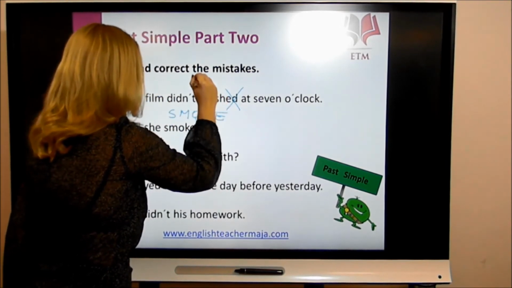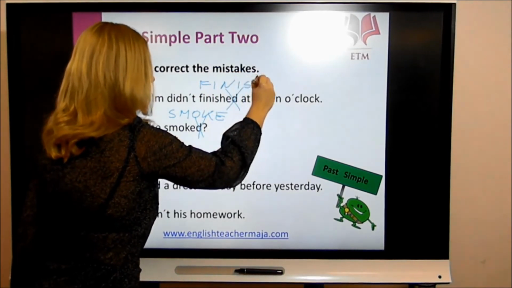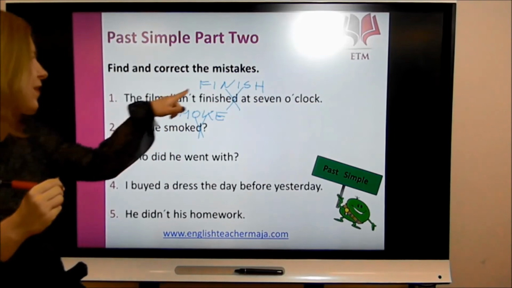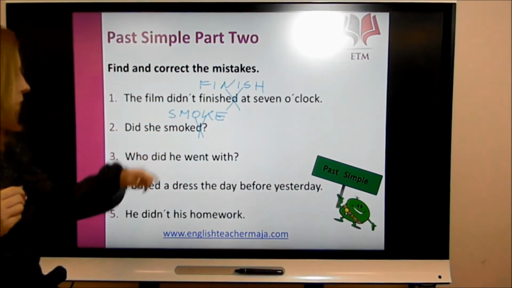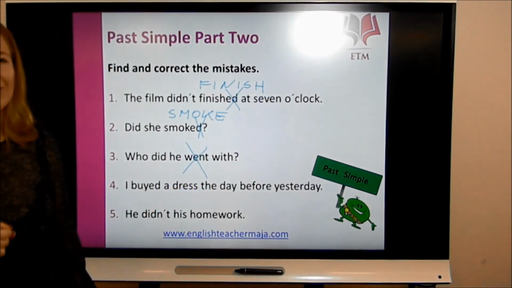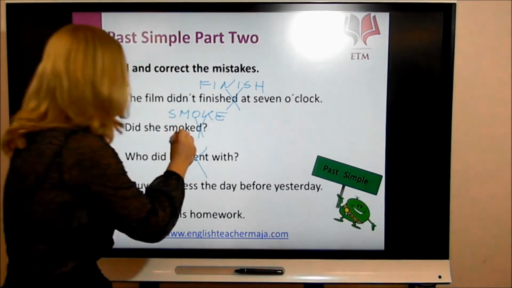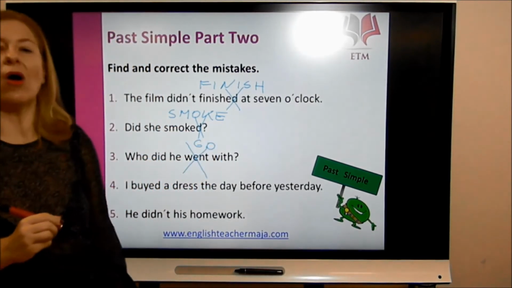Okay, here finish. Okay, the film didn't finish, and did she smoke? Okay, who did he went with? Went is not correct here because we need to use the infinitive. Okay, so it's go. Who did he go with?